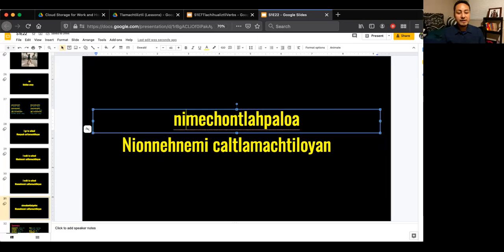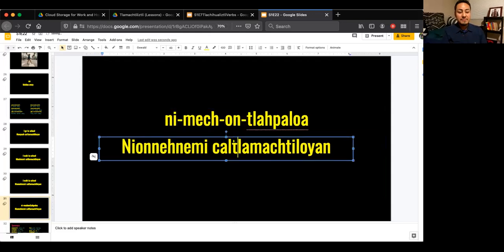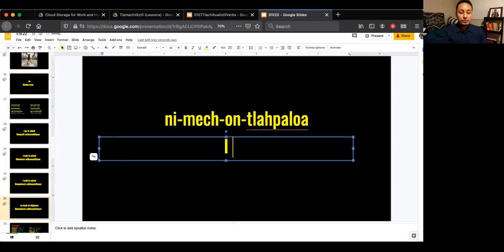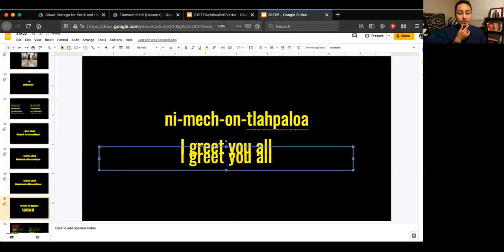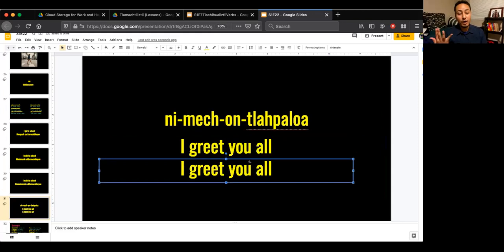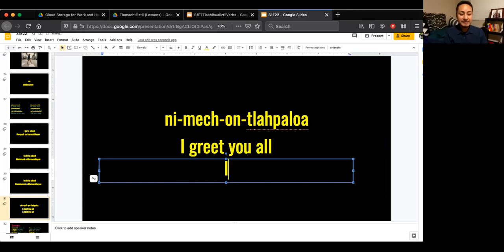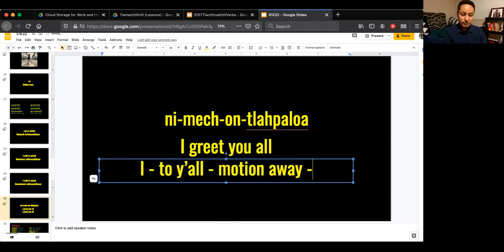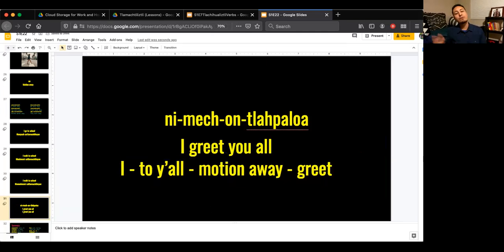So if you break this down to its constituent parts, this means I greet you all. But if you break it down to its actual parts, it's really saying I to y'all, motion away, greet. So you're like, wait, that seems weird.